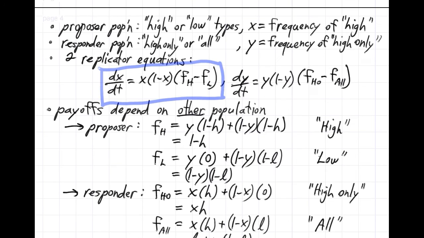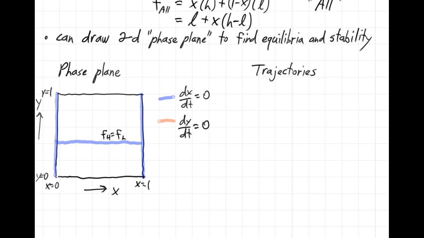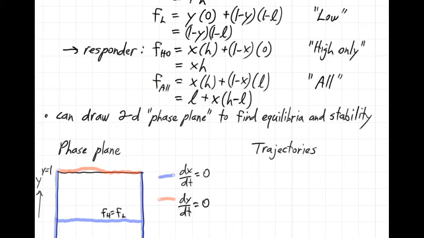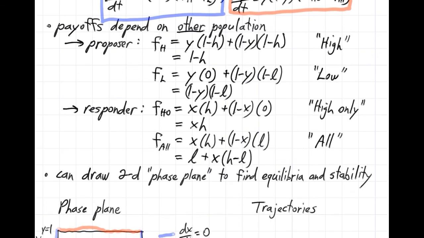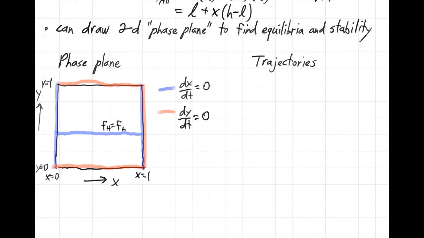We can also look for where dy/dt is equal to 0. One of those conditions is that y itself is equal to 0 or y is equal to 1. And the third condition is when fHO is equal to fALL, which you can check for yourself just comes down to the case x equals 1.